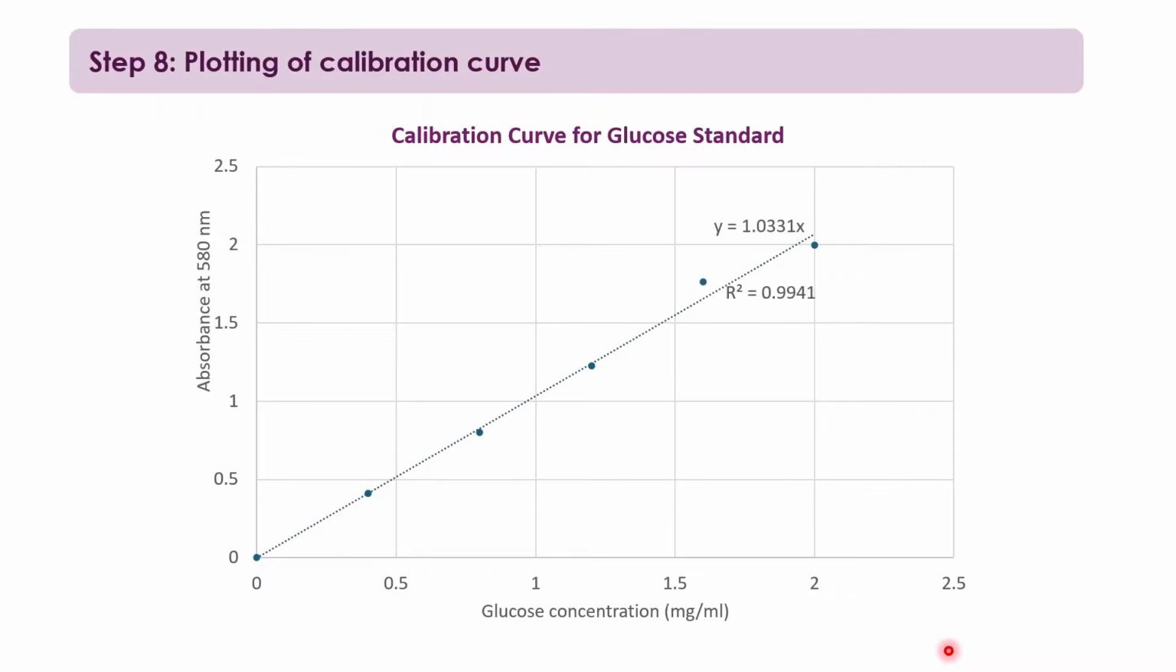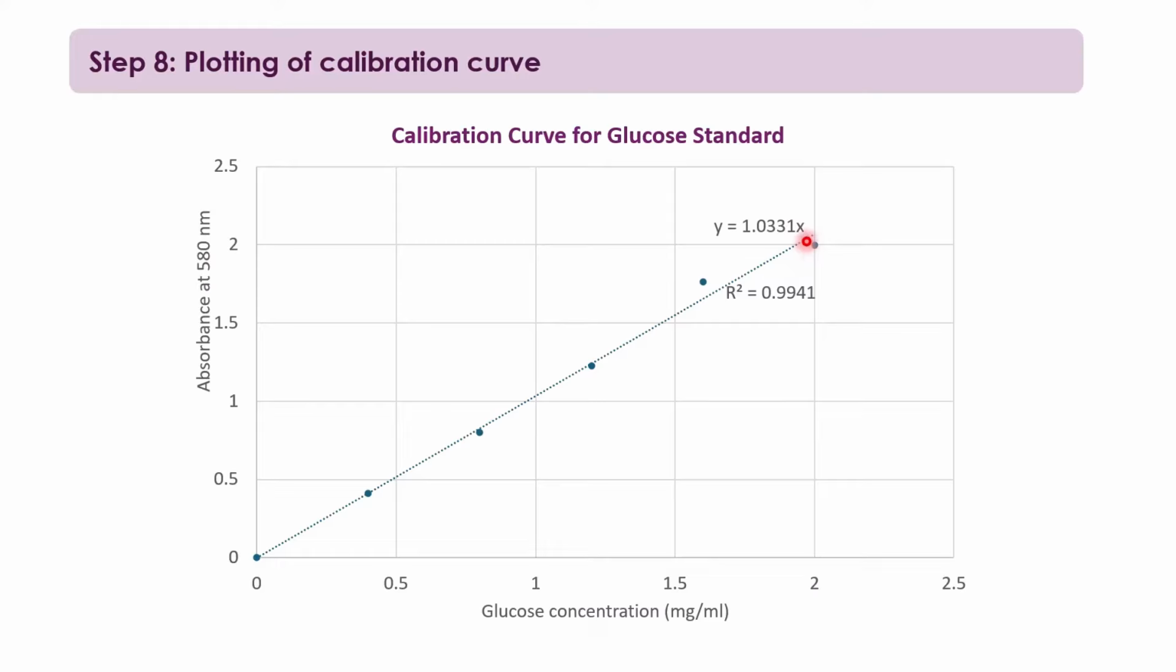So the next thing to do is to plot the calibration curve by plotting the absorbance against the glucose concentration. The absorbance is on the y-axis and the glucose concentration is on the x-axis. So this is the nature of graph that we are going to get as our calibration curve.